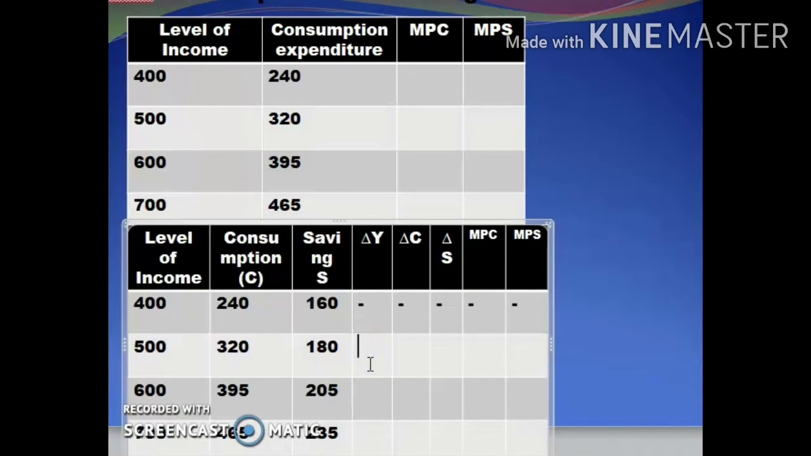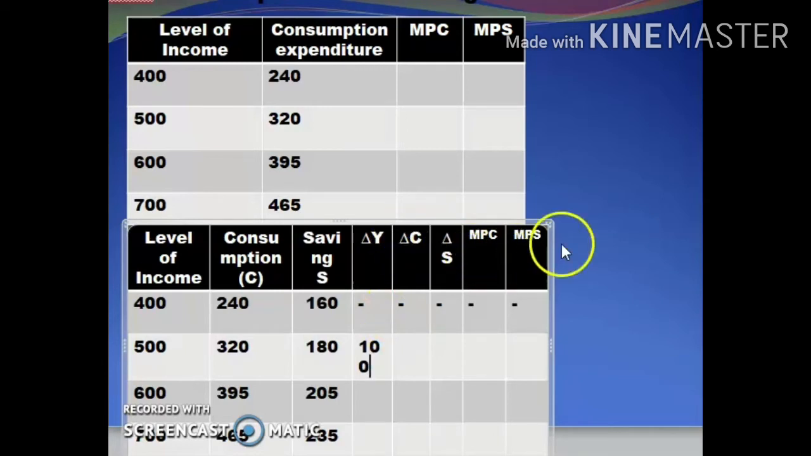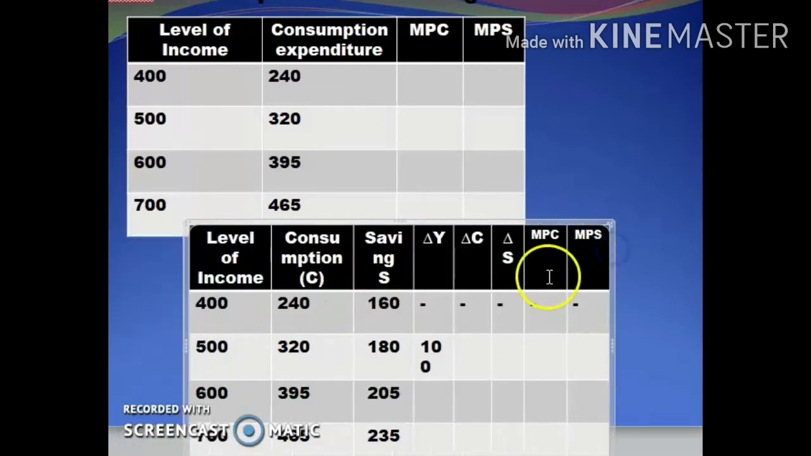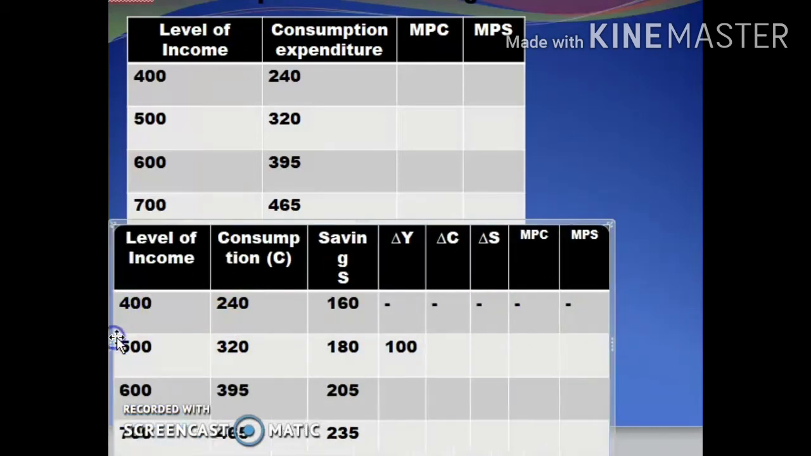The next columns we want are delta Y, delta C, delta S, MPC and MPS. How will you find delta Y? The current value of income minus the previous value of income. At the first level the previous value is not given, so it is put as a dash. Next, you can see it is increasing by 100, 100, 100, so you can put 100 in every column: current minus previous income.